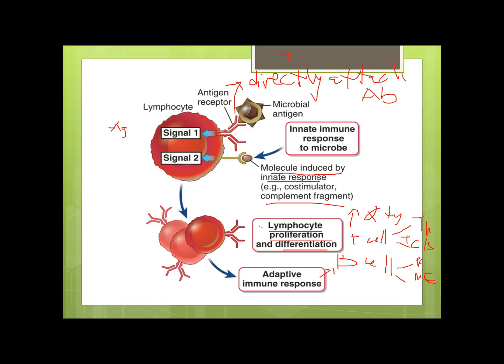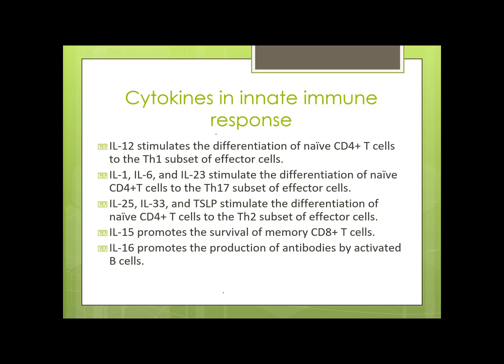So, yun yung ano. Now, cytokines in innate immune response. So, let's just have a recap. So, interleukin 12 will stimulate the differentiation class of naive CD4 positive T cell to the T helper 1 subset of effector cells. So, siya yung nagde-differentiate class between inactive CD4 positive T cell from the T helper 1 subset. Then interleukin 1, 6, and 23 stimulates the differentiation of naive CD4 positive T cell to the T helper 17 subset of the effector cell.